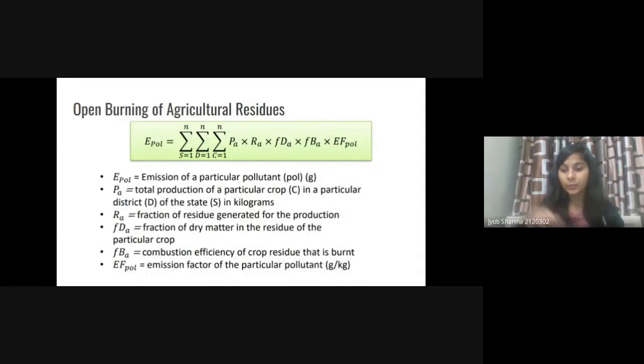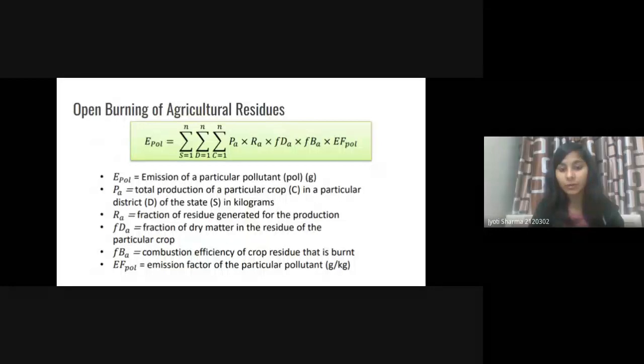So for example, in 1 hectare of the field, you had 100 kg of crop. Okay, but of that 100 kg, only the organic matter in it will give you the residue burning. So you will see how much dry matter you have in that 100 kg of your particular crop. So this will be FDA. Then RE is the fraction of residue generated for the production, and FBA is combustion efficiency. For example, if it is wheat, then the combustion efficiency of wheat will be different from rice. So this will also be multiplied, and at last we have the emission factor of the particular pollutant.